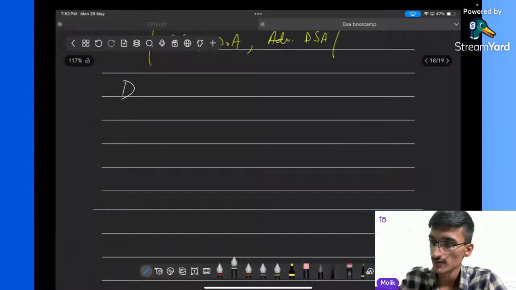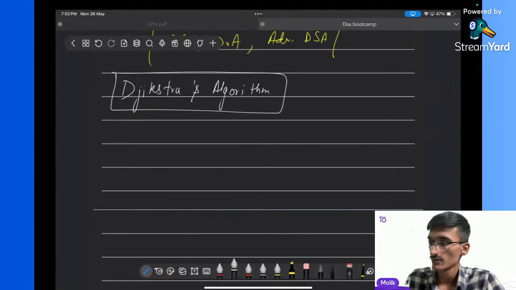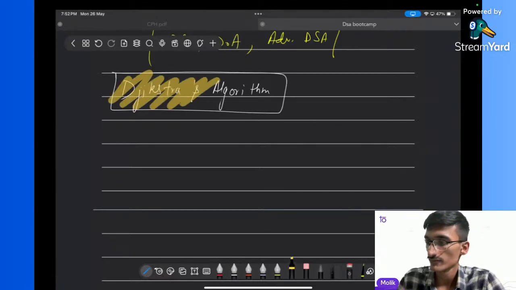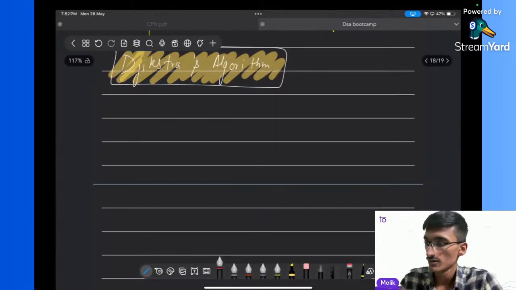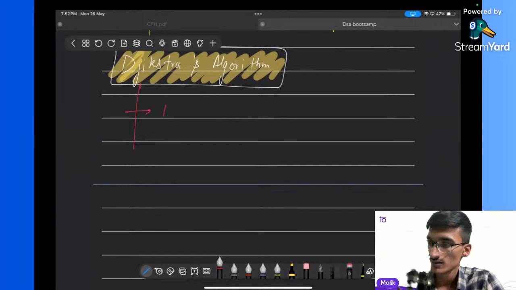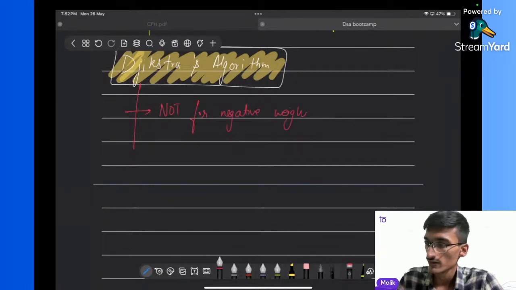which is Dijkstra's algorithm. And the constraint is: no negative weights.